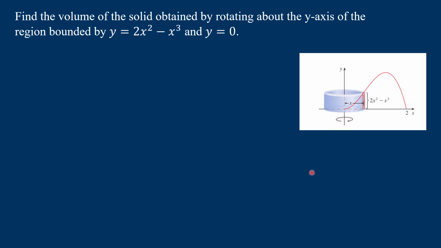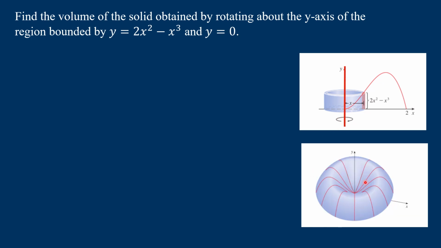So this region we're going to rotate over the y-axis. How are we going to find this volume? I'm going to draw the rectangle parallel to the axis of rotation, a vertical rectangle right there. This is going to be a vertical slice, so we have to use the shell method.